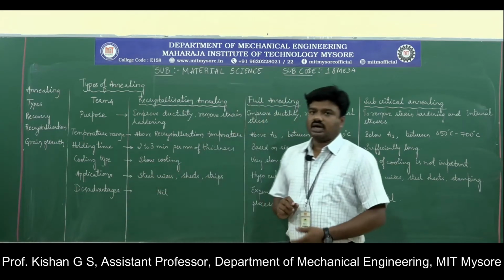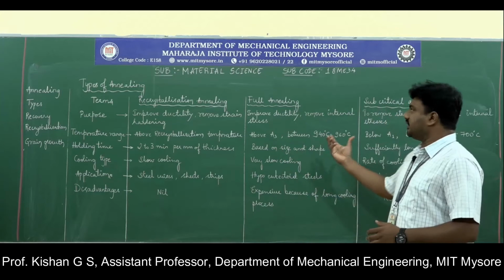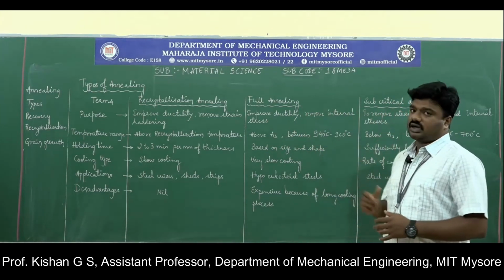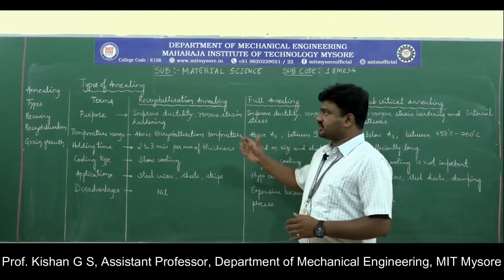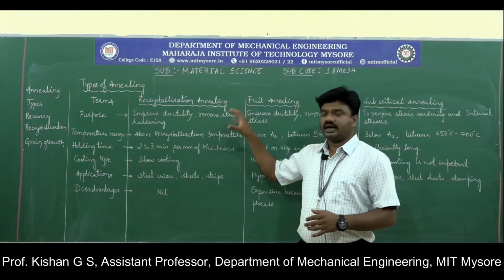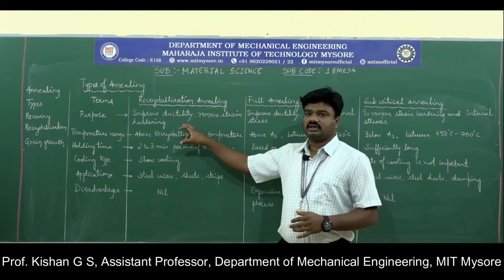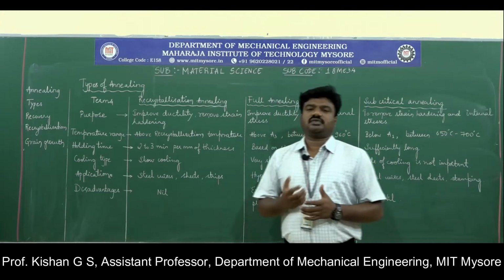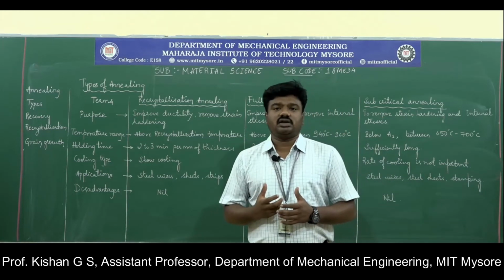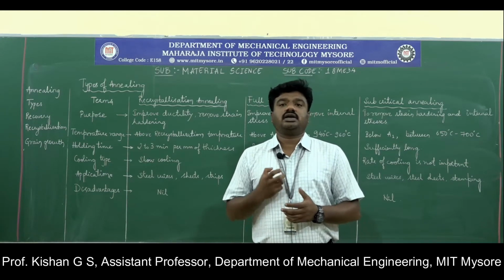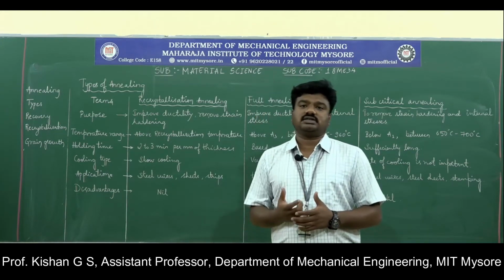So here you can observe we have taken three types of annealing process: recrystallization, full annealing and subcritical annealing. So let us go one by one. See, the major purpose of recrystallization annealing is to improve the ductility and to remove the strain hardening. Whatever way we treat the composition of a particular steel is such that it gives better properties than the existing one.